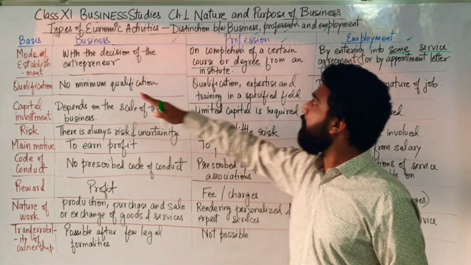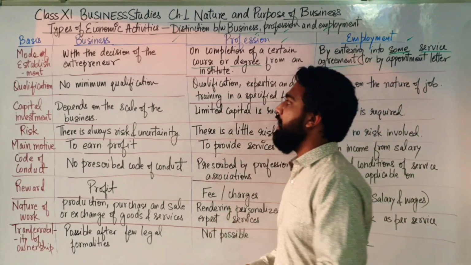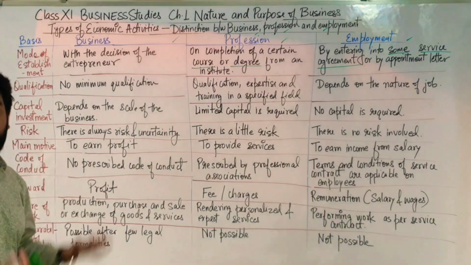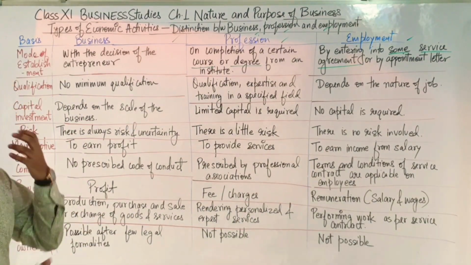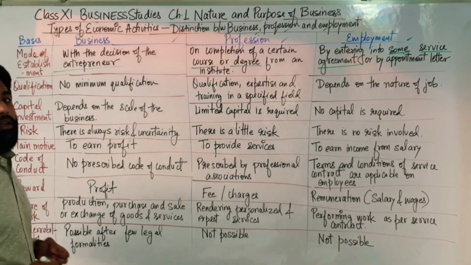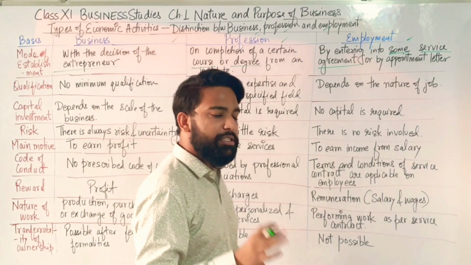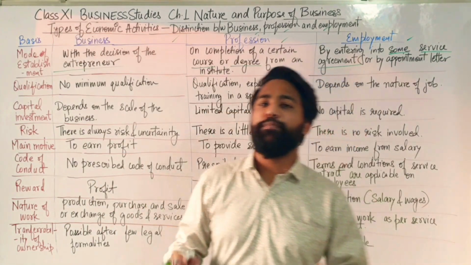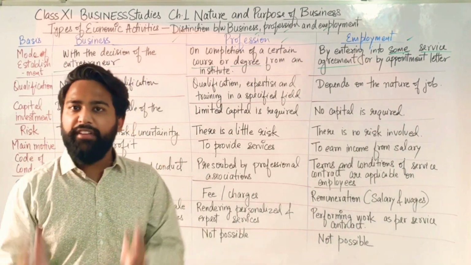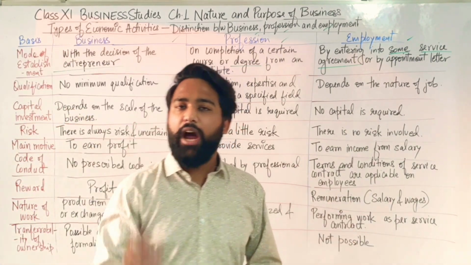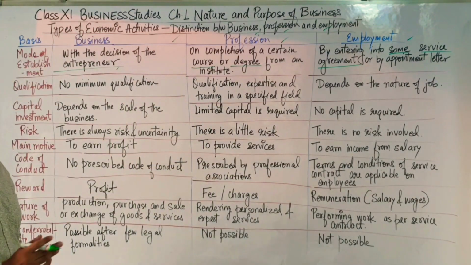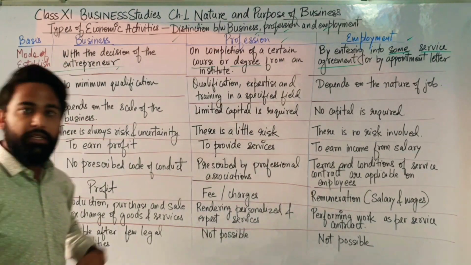Now, let's differentiate business, profession, and employment from each other. Now, the mode of establishment: how the business, profession, and employment is established. The business, with the decision of the entrepreneur. Who is entrepreneur? Entrepreneur is a person who starts the business. Suppose I have some money and I invest that money in my business and I start the business that day, and that day I become the entrepreneur, and on that day only the business is started.